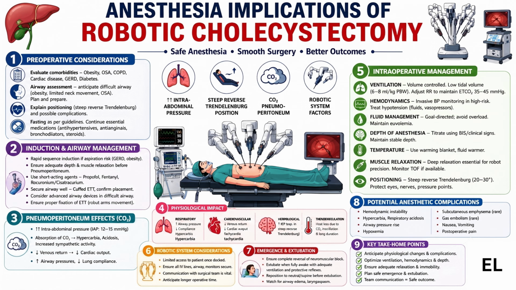From the respiratory perspective, pneumoperitoneum elevates the diaphragm, decreases lung compliance, increases airway pressure, and can cause hypercapnia. From the cardiovascular perspective, increased intra-abdominal pressure and reverse Trendelenburg can reduce venous return and cardiac output. Depending on the patient and anesthetic depth, compensatory sympathetic activation may produce tachycardia and increased vascular resistance.